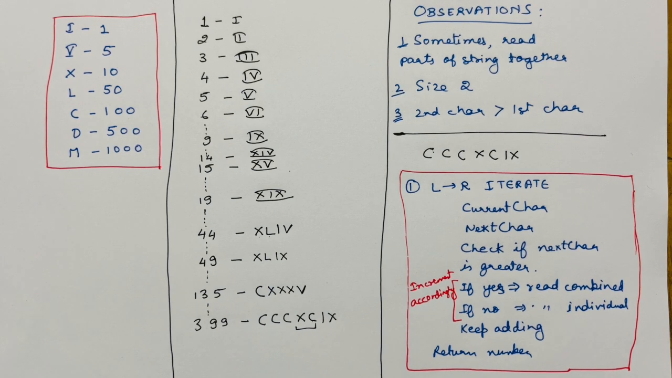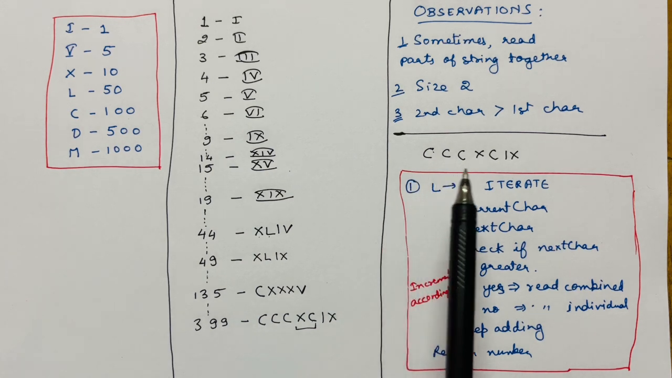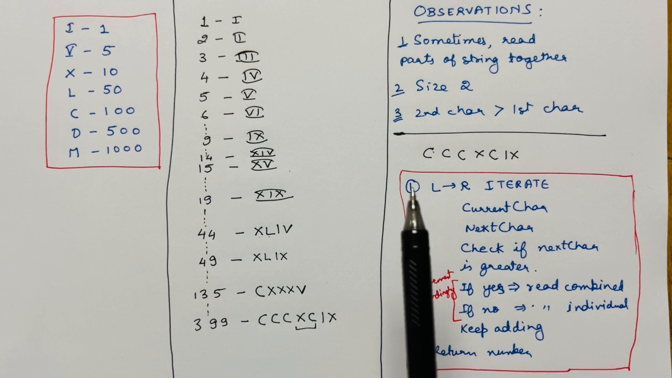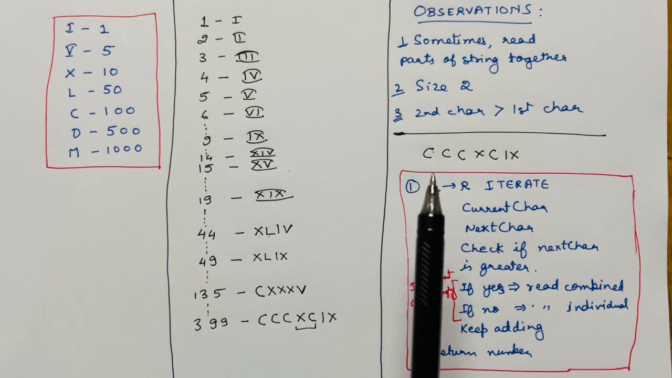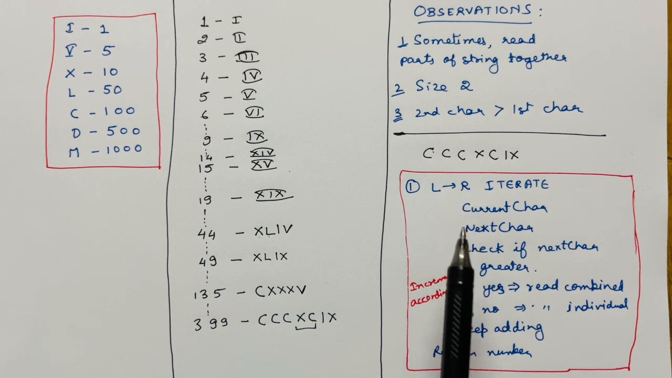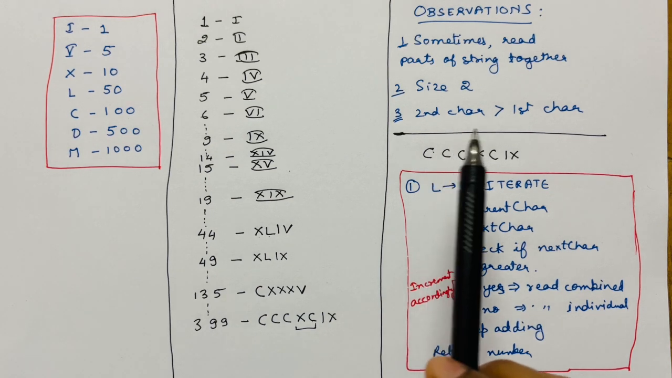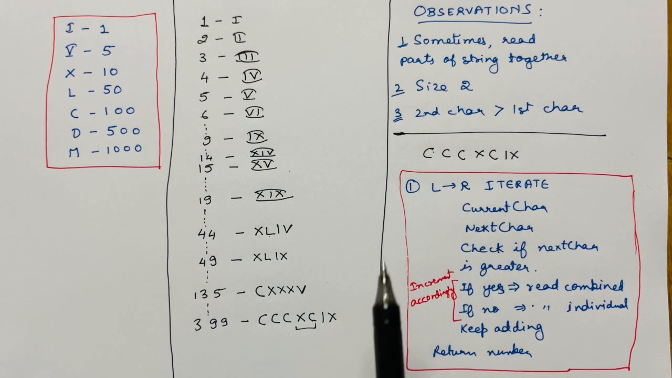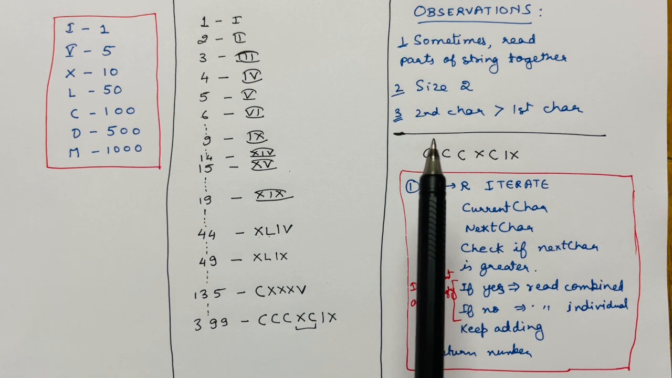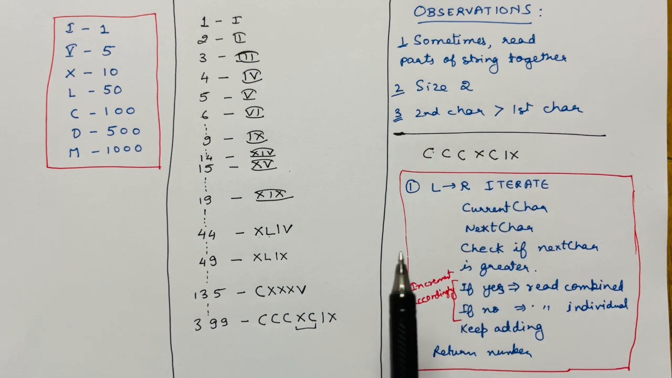With these observations in mind, let us try to derive the algorithm now. It is clear that we are going to iterate to read the string. In every iteration, we will have a current character and we can also have the next character, as we can see from our third observation that we may also need the next character. So what will we do with the current character and next character? First of all, we'll check if the next character is greater than the first character.